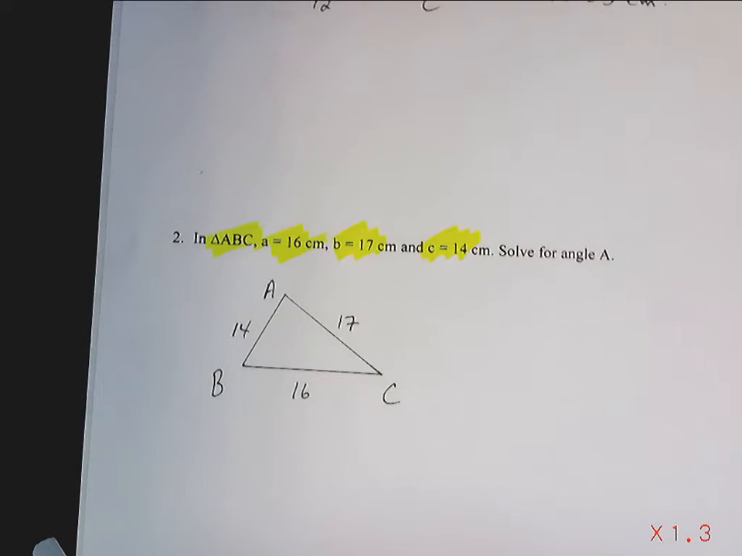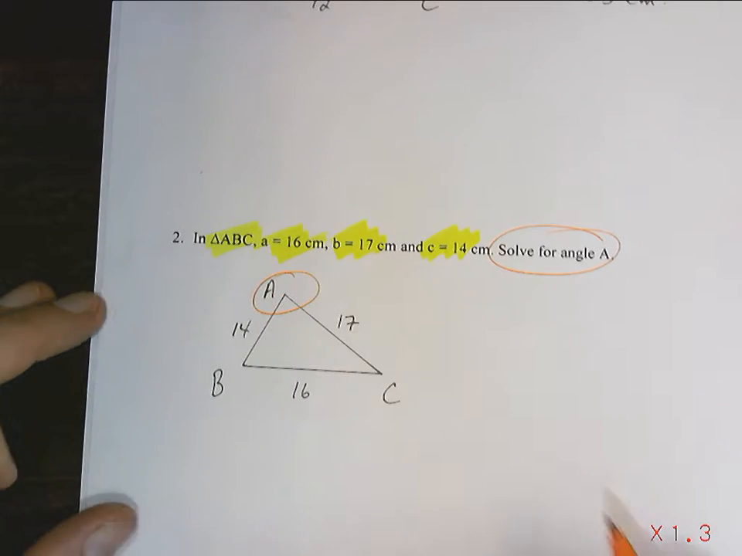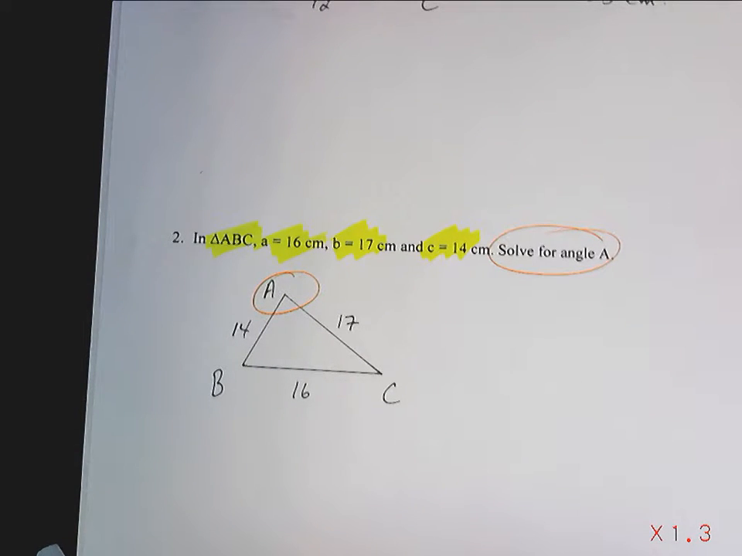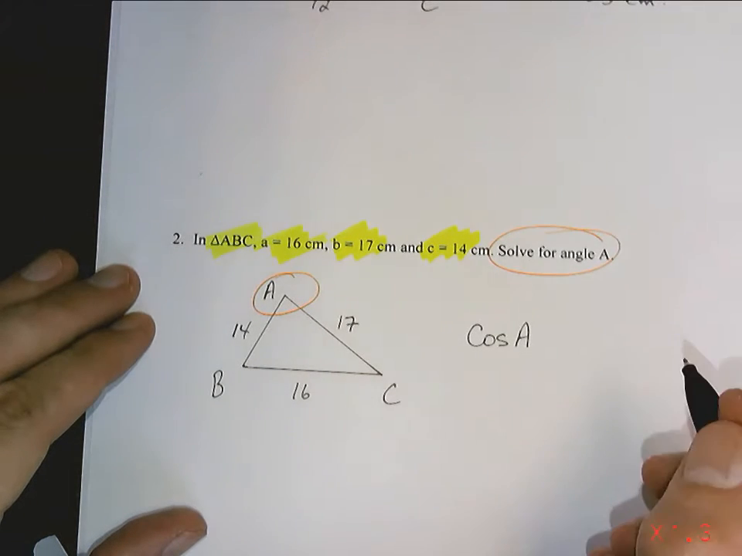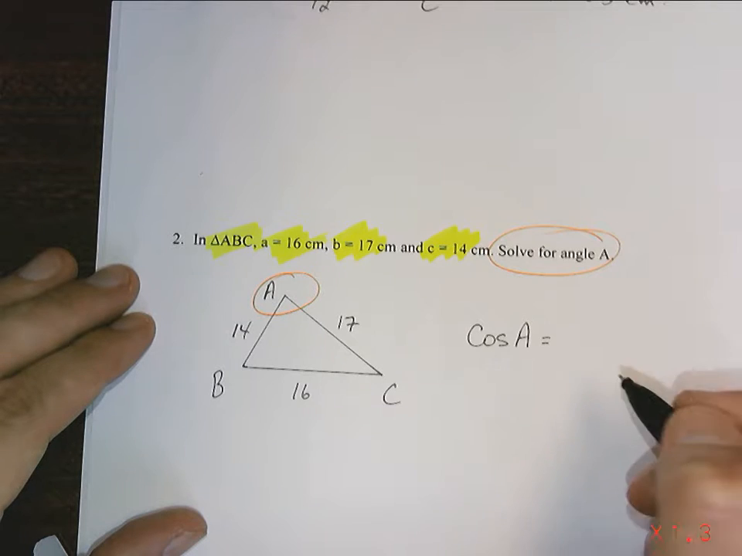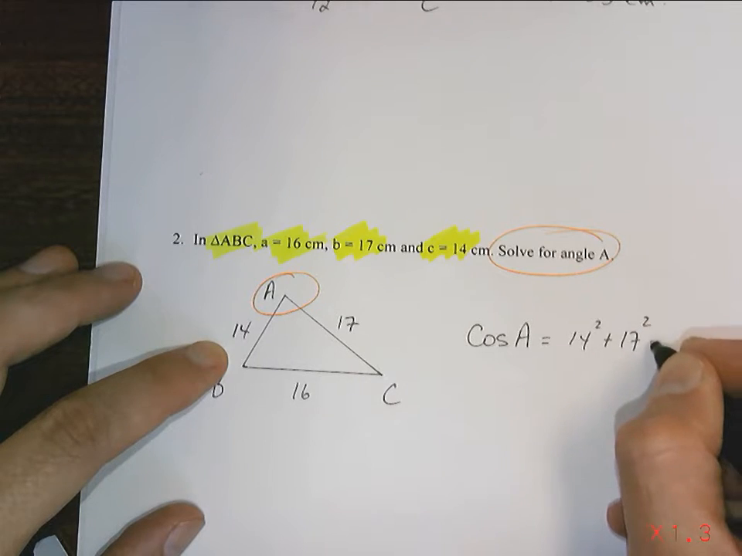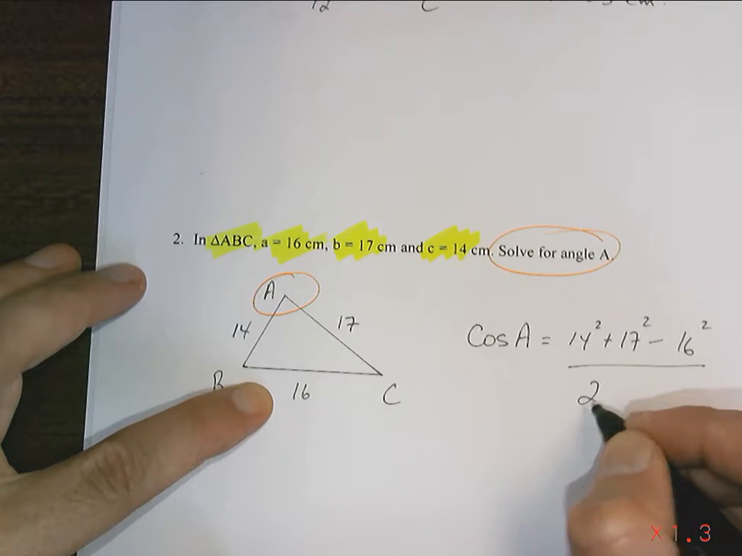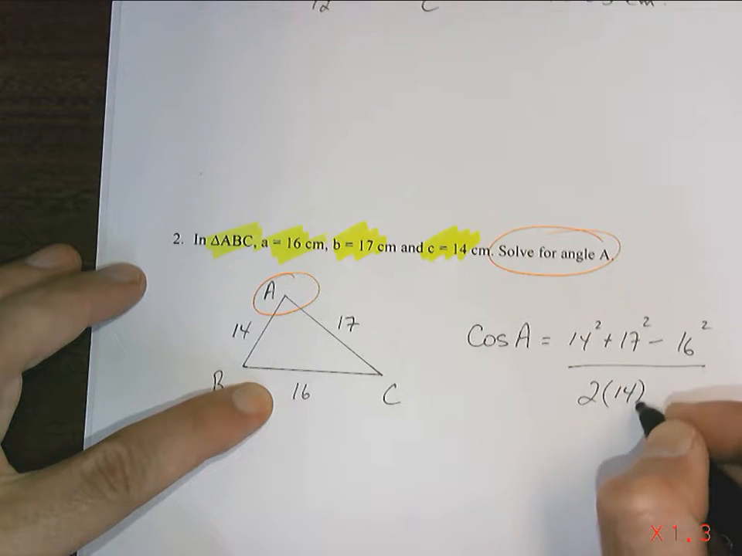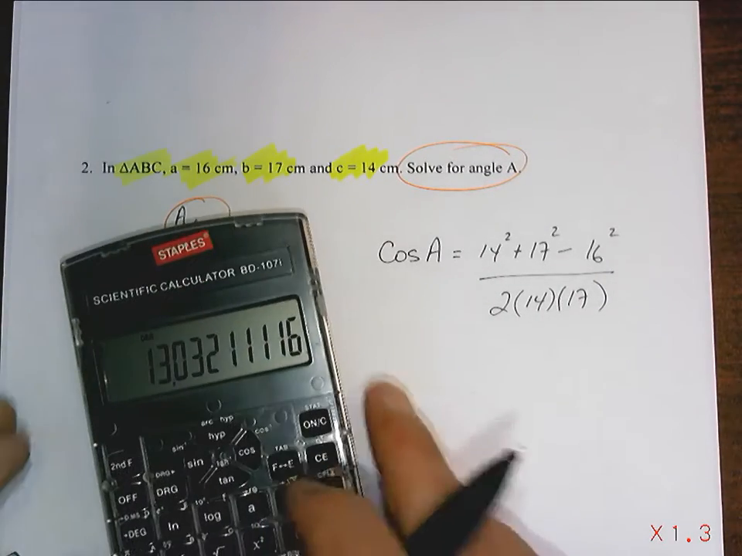Looking at the question, it's asking us to solve for angle A, and that's the angle we want to solve for. Well, using the cosine law, it would be cosine A, that's what we don't know, equals the other 2 sides squared, subtract the side opposite, over top of 2, the 2 always just stays the same, the other 2 sides. Now there's all sorts of different ways of doing this.